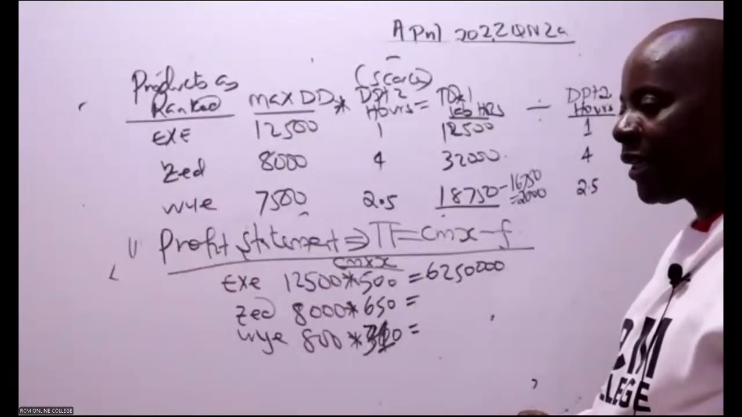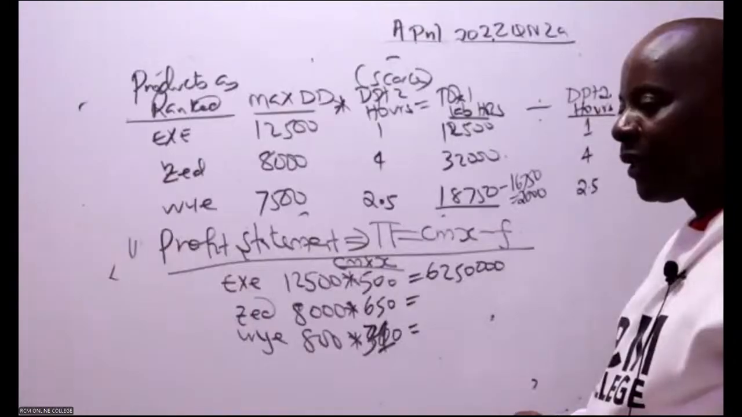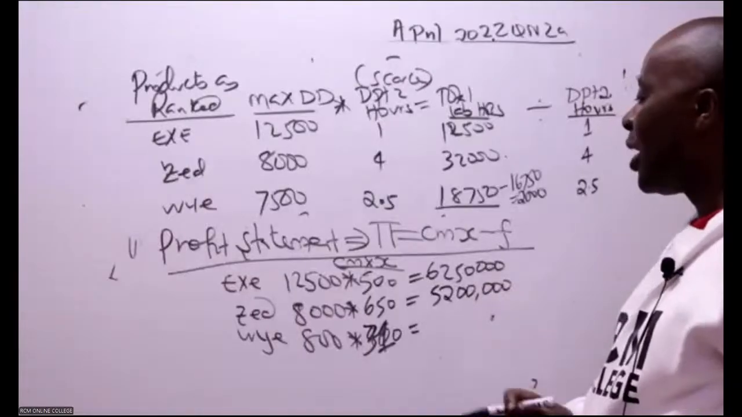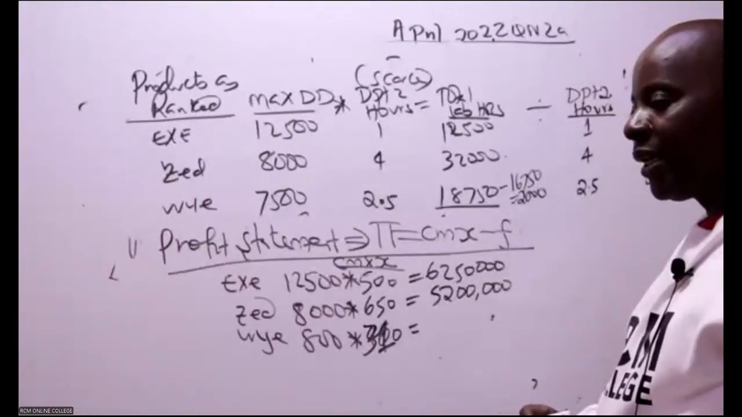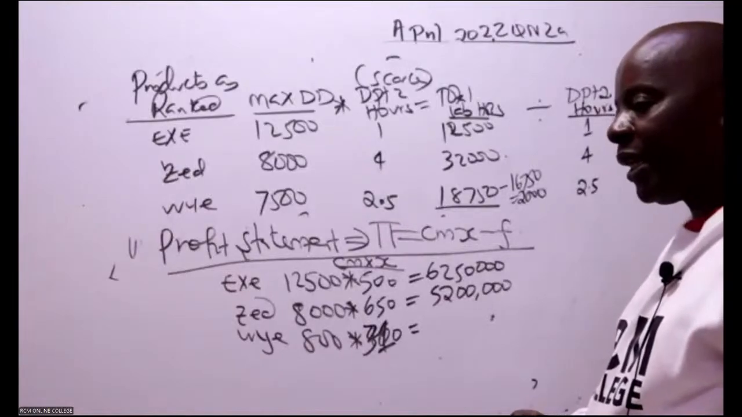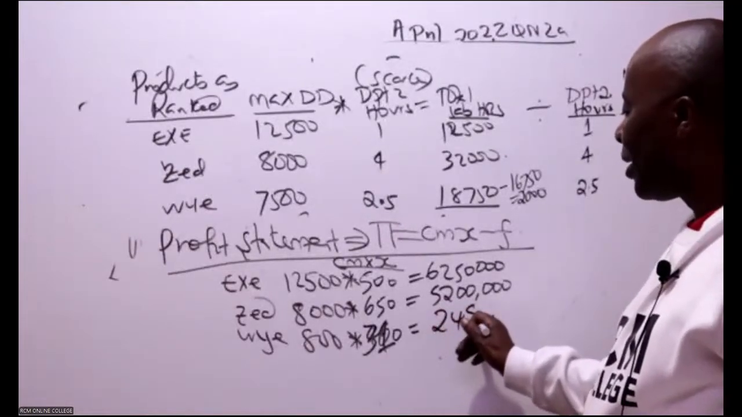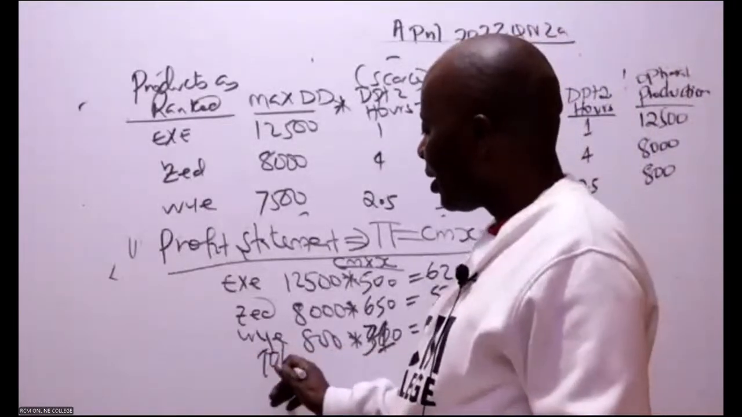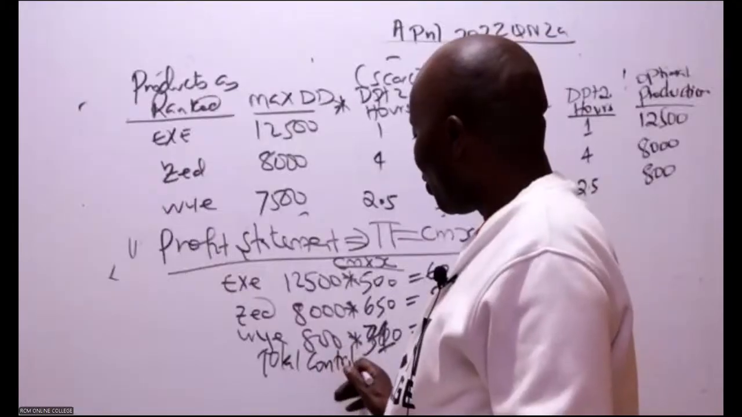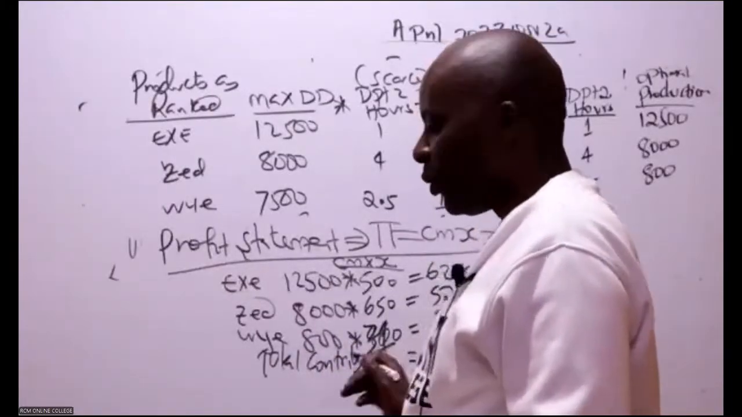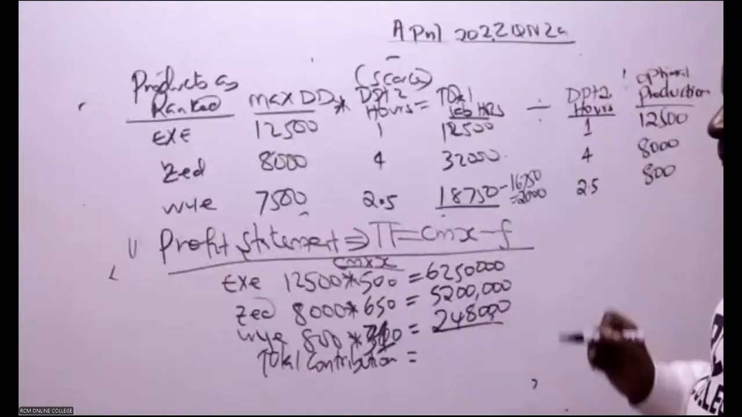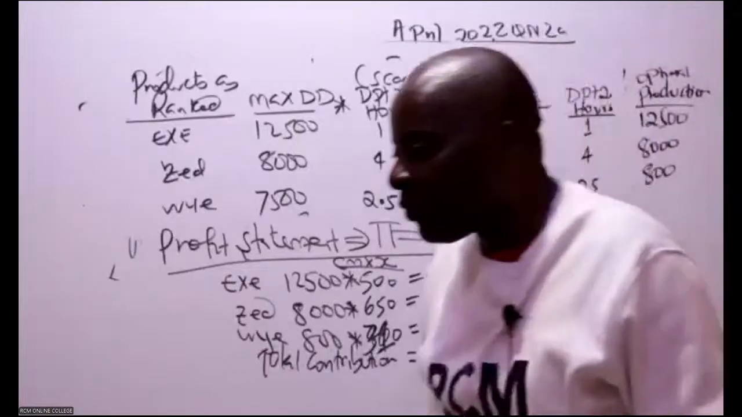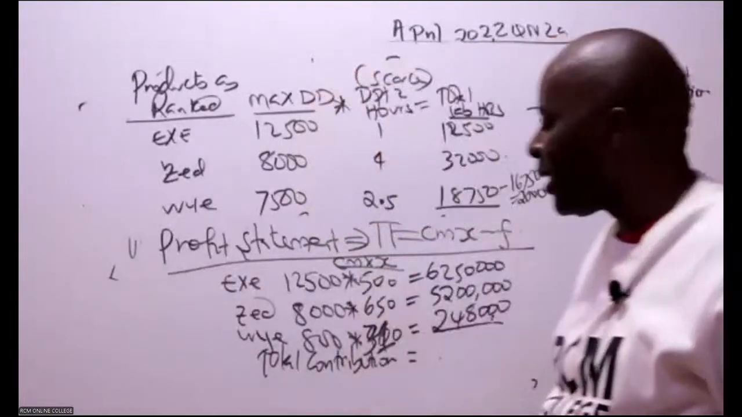I'm waiting for your answer. 5.2 million. So this is 5.2 million. Thank you very much. And then we have 800 times 310, giving us 248,000. So are you able to give me the total contribution? You add the 3, because all the products will be contributing to our profitability. So we have here 11,698,000.